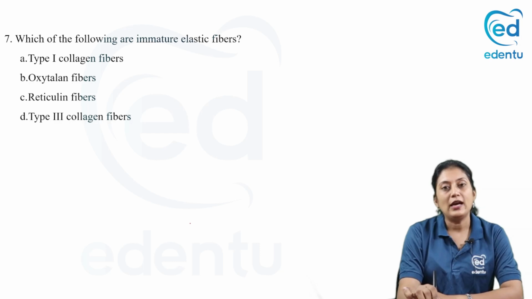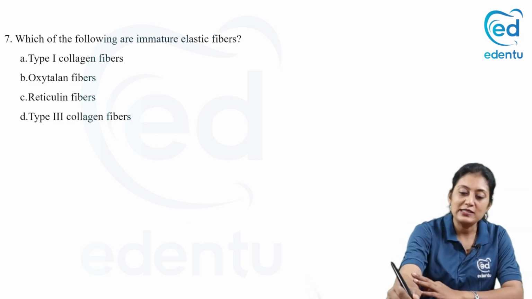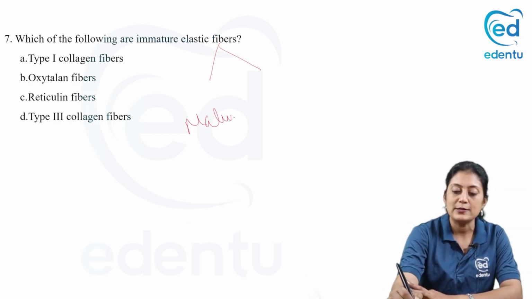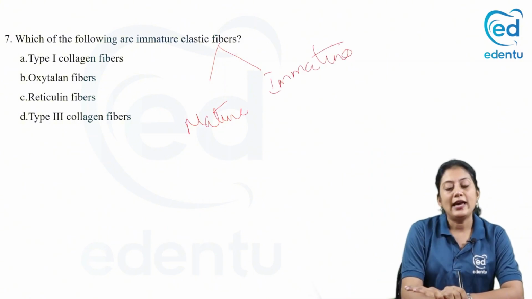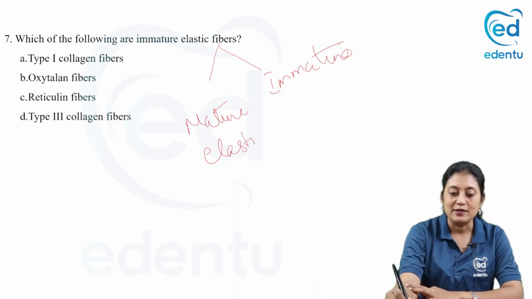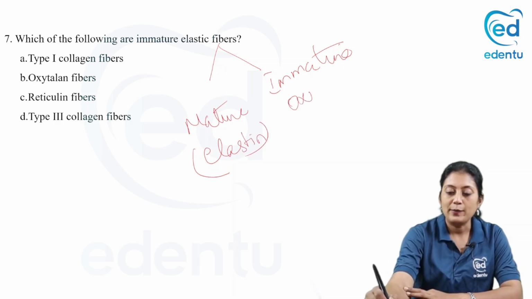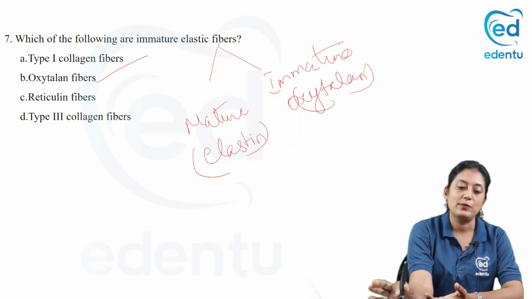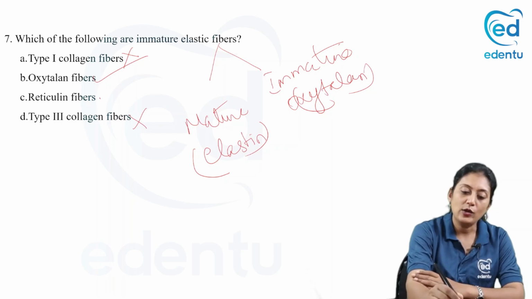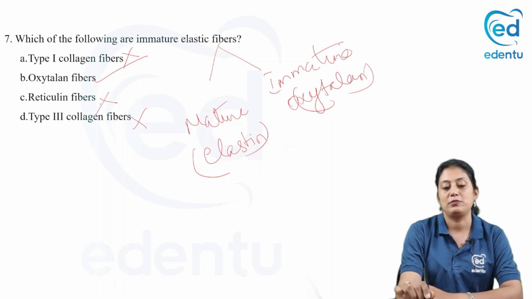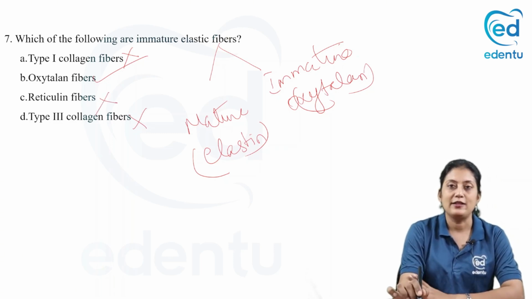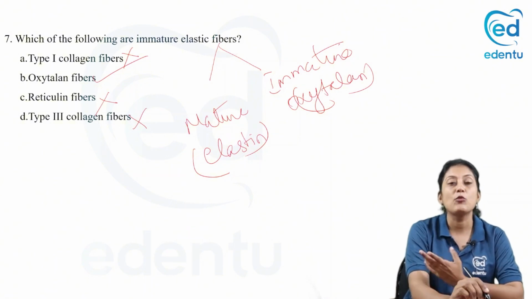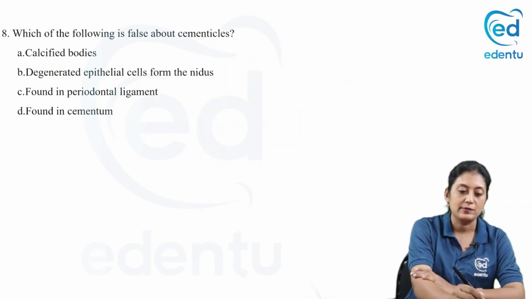Which of the following are immature elastic fibers? The elastic fibers are of two types, mature ones and immature ones. Mature fibers are called elastin. Immature fibers are called oxytalan. So the answer here is oxytalan fibers. Collagen fibers are not at all elastic fibers, so this option is wrong. Reticulin fibers are also different from elastic fibers. So the right option is oxytalan fibers. They are the immature elastic fibers most commonly seen in the periodontal ligament.